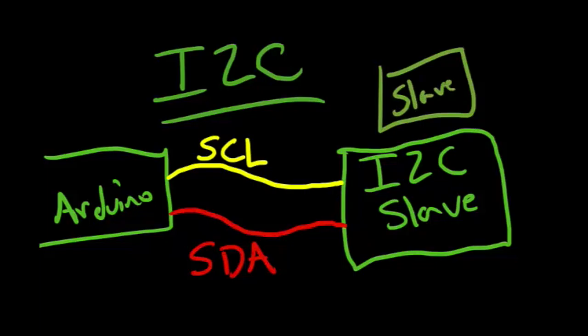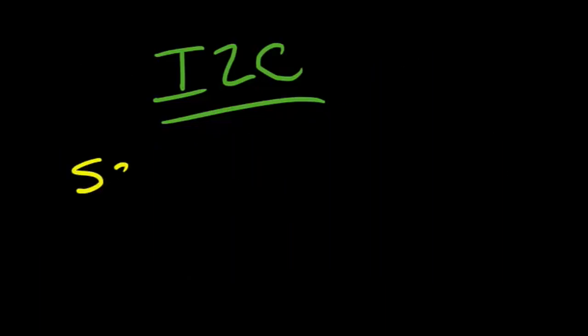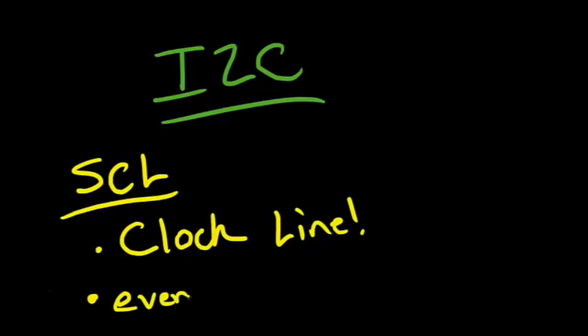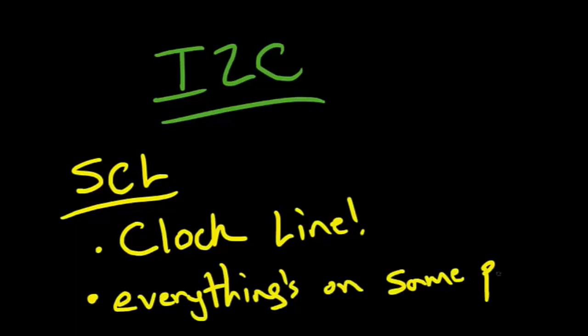And then if I had another slave, all I'd have to do is use the same wire, I just got to branch it off. So now I give the slave the same clock line and I give it the same data line. Alright, so then what does SCL mean? So SCL is the clock line, and its job is to keep everything on the same page.